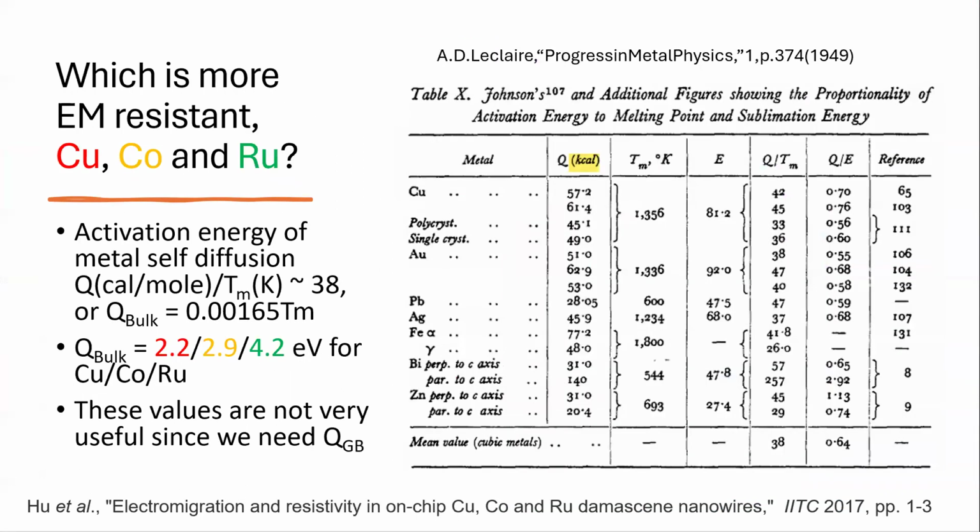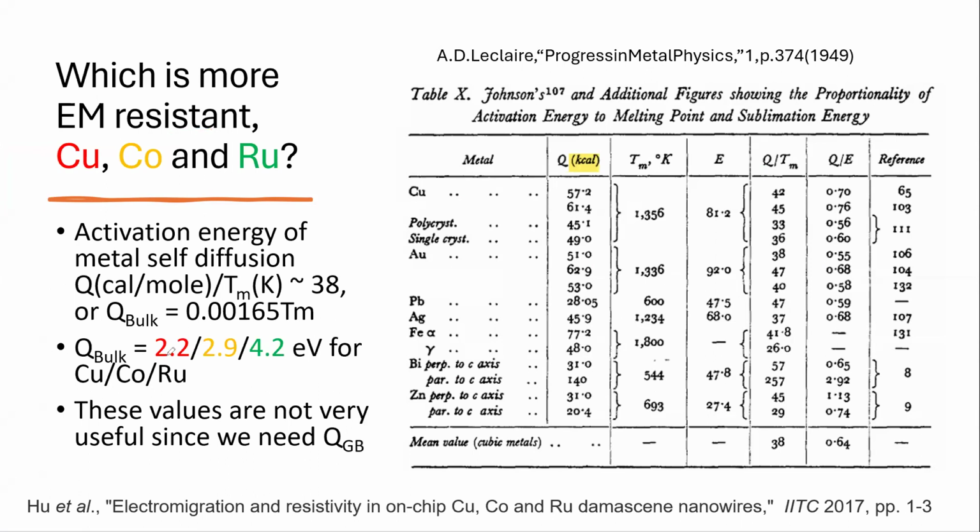Okay, so people can ask. I'm still talking about CMOS right now. There are three metals being considered or already being used in the back end of line, besides tungsten: copper, cobalt, and ruthenium. I will ask you a question directly. Which one is more electromigration resistant? How can you tell?